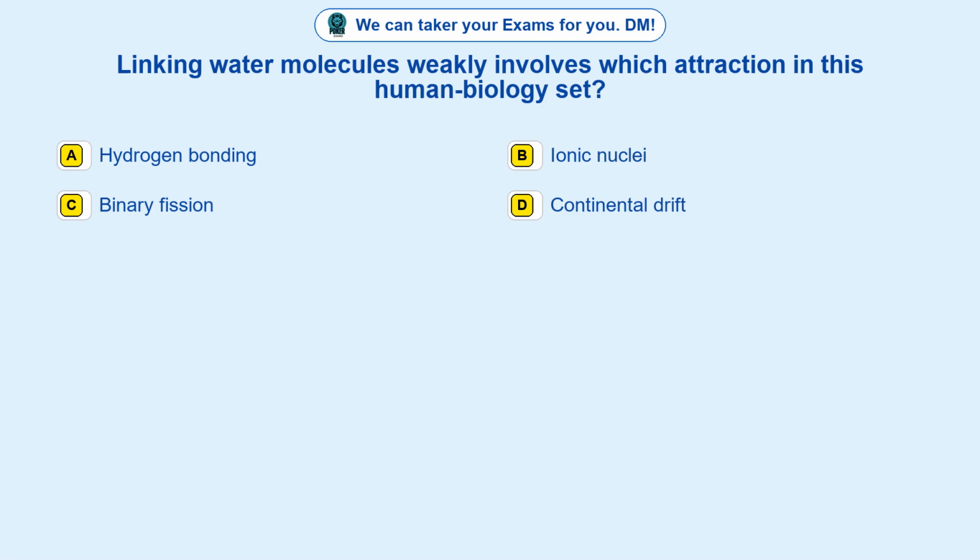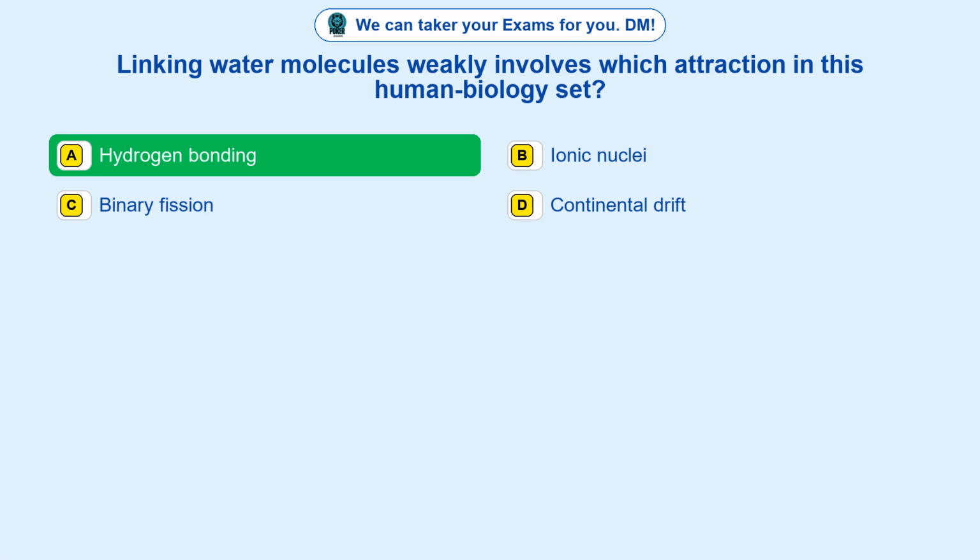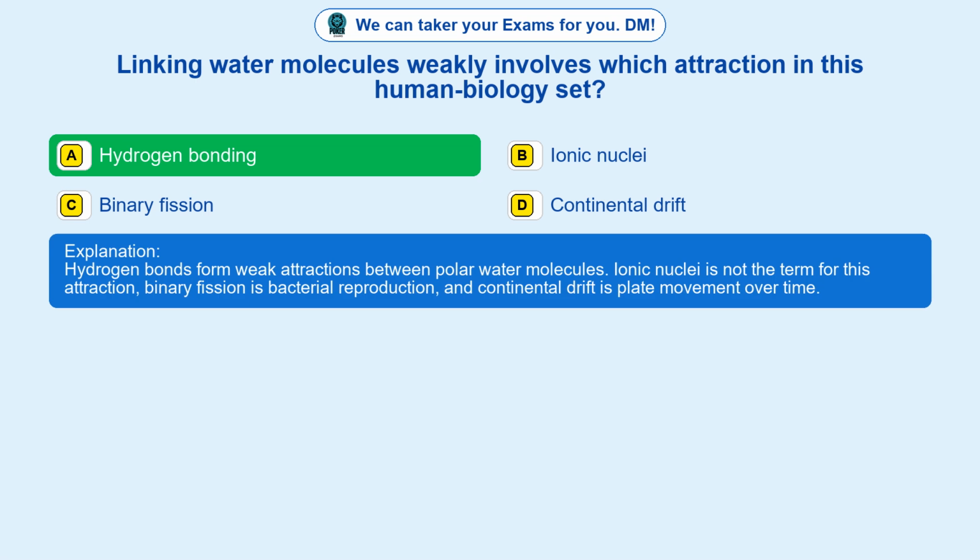Question 51. Linking water molecules weakly involves which attraction in this human biology set? Option A hydrogen bonding. Option B ionic nuclei. Option C binary fission. Option D continental drift. The correct answer is option A. Hydrogen bonding. Hydrogen bonds form weak attractions between polar water molecules. Ionic nuclei is not the term for this attraction, binary fission is bacterial reproduction, and continental drift is plate movement over time.